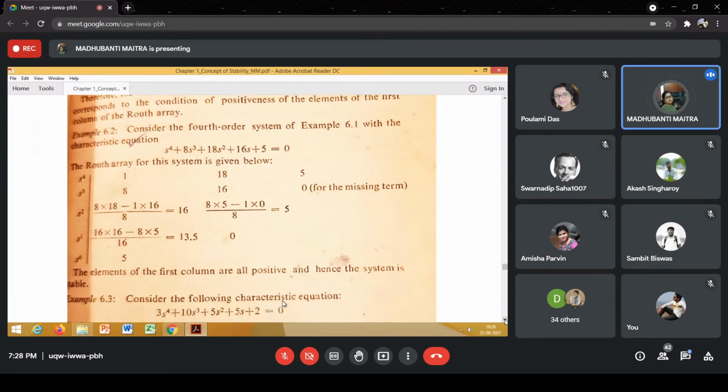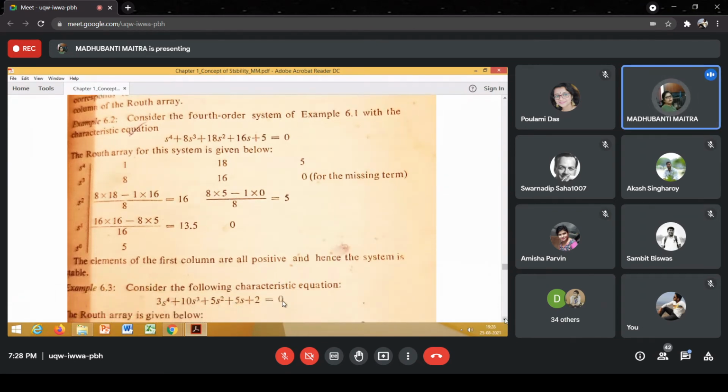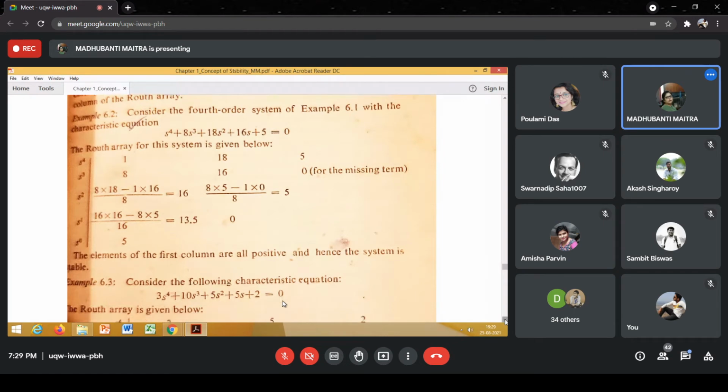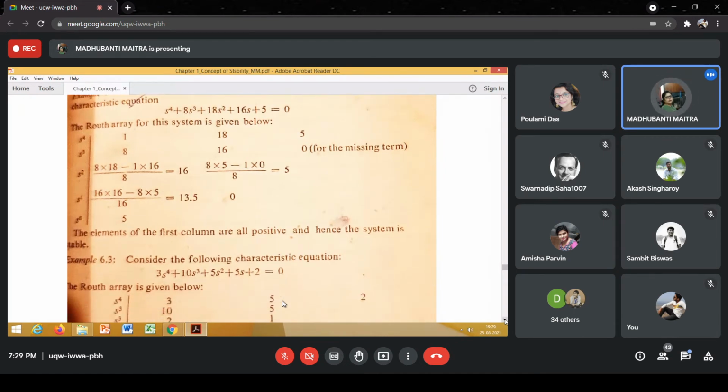Now let's take another example. This is also a fourth order system. The given characteristic equation is Q(s) equal to 3s to the power 4 plus 10s cube plus 5s square plus 5s plus 2 equal to 0. So complete the Routh table first.